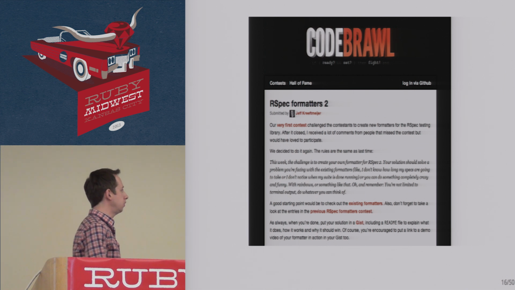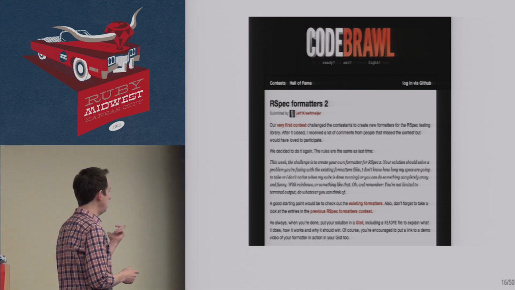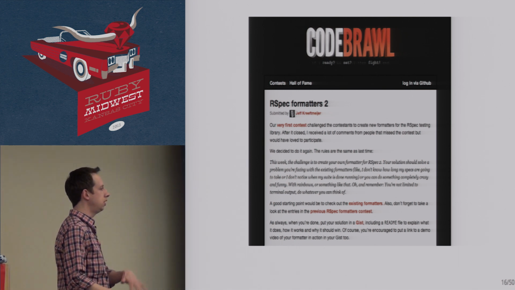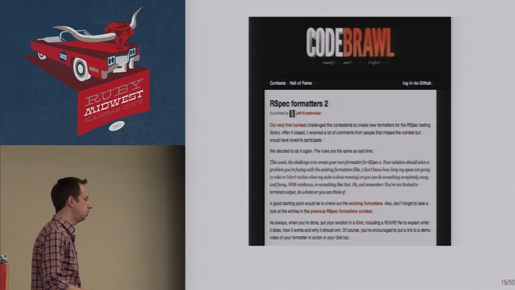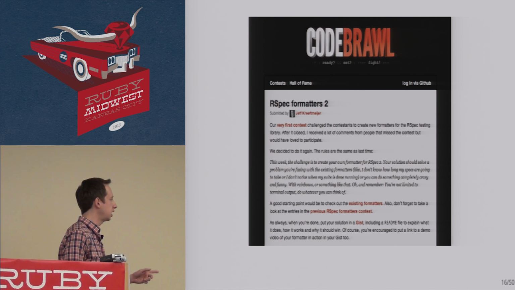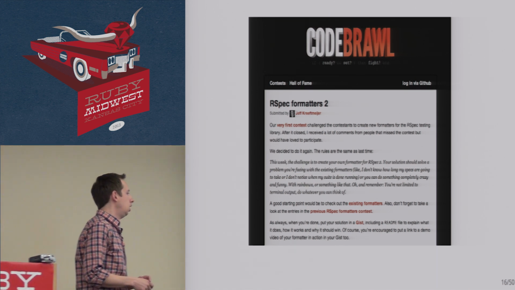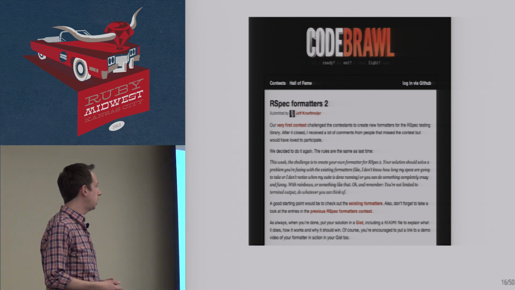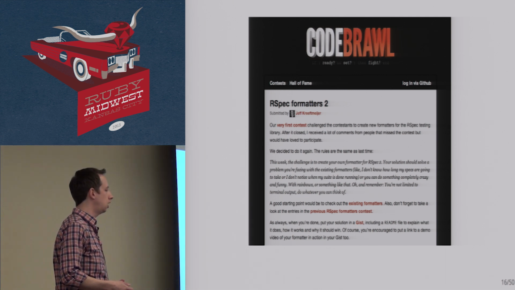So one of the competitions, or one of the tasks here, was called RSpec Formatters 2. It's part 2 because they had originally done an RSpec Formatter as their first challenge. So this was the second part. So why not? I dove right in and tried to do it.